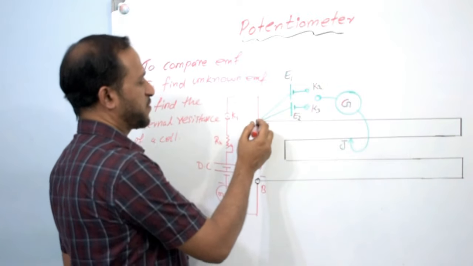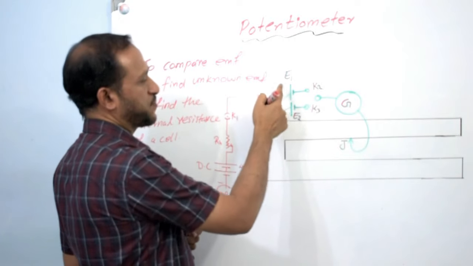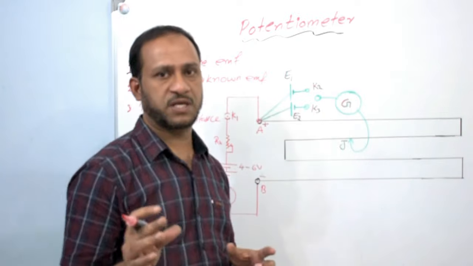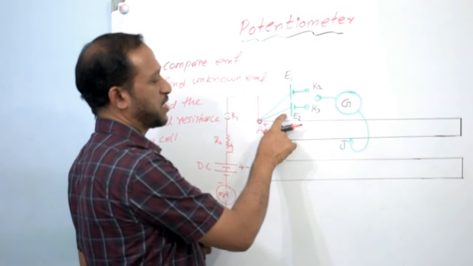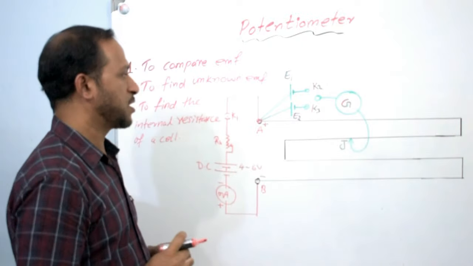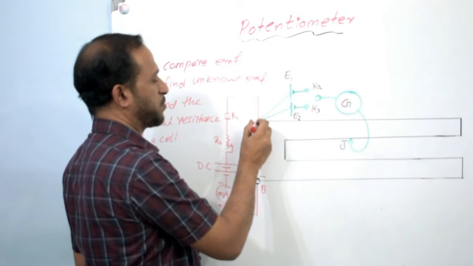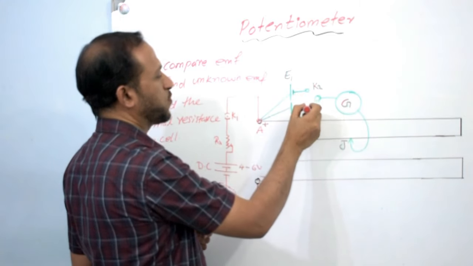Here we are starting from the same common point A. We have two different cells here. E1 I am considering as the dry cell, the normal cell that we use in our day-to-day life. And E2 here is a Leclanche cell. These two cells' positives are connected to this same point A here. And the negatives of the two cells are connected to a two-way key.